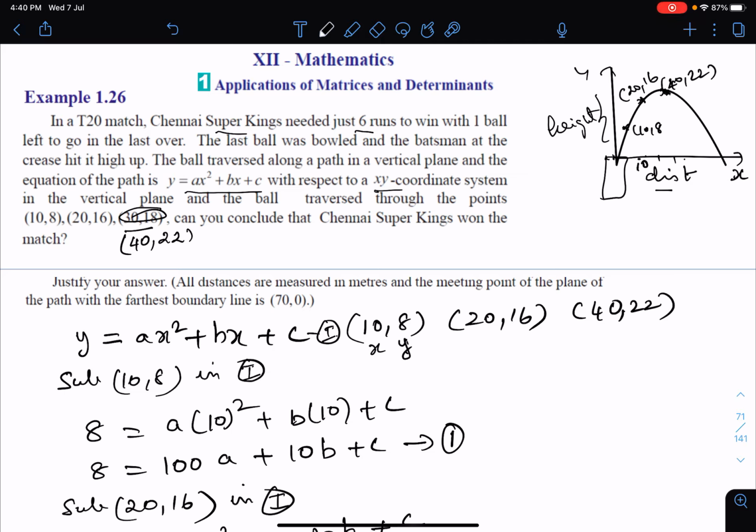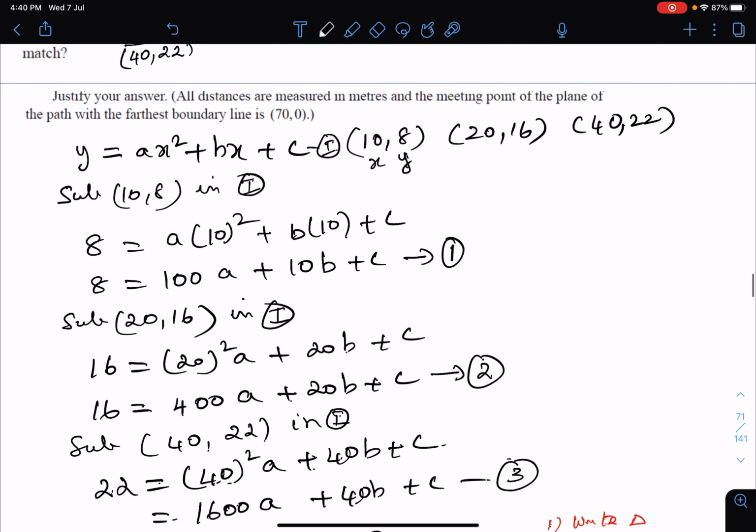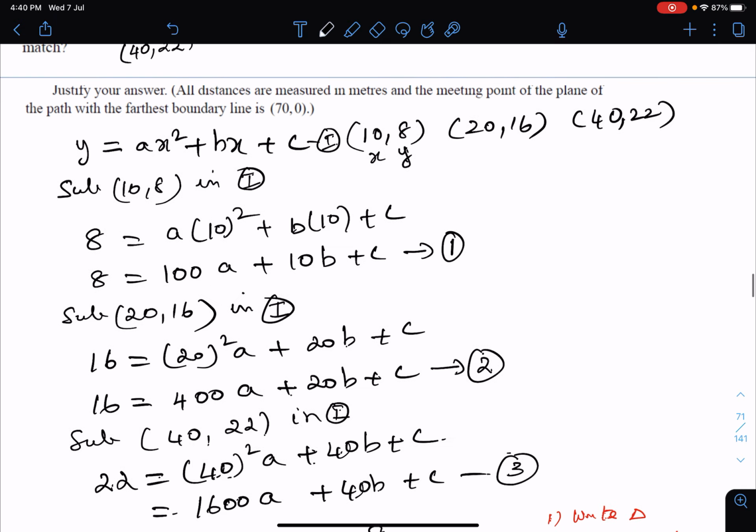Okay, let us see. Now, this is the xy coordinate system and here this is the curve. Since it is a quadratic, this curve will be like this, and the 3 points are given. One is (10, 8), (20, 16) and the last one is (40, 22). I am changing that point to (40, 22) because throughout the problem in the book they have given it as (40, 22). The x-axis is going to be your distance and the y-axis is going to be your height. Now, we'll write the equation here. And there is one more point; we'll use it at the last.